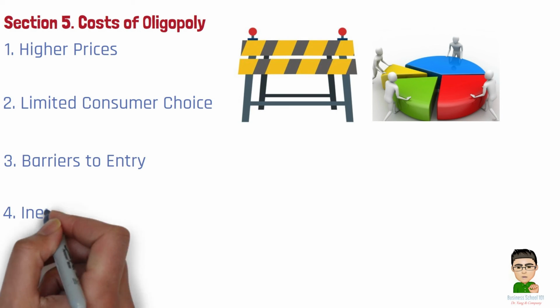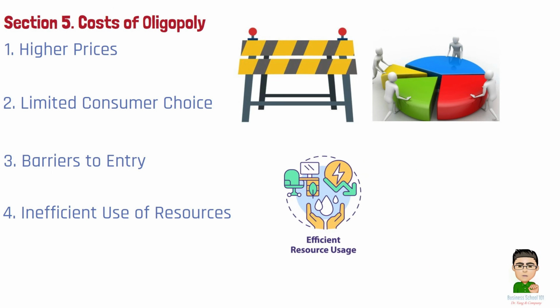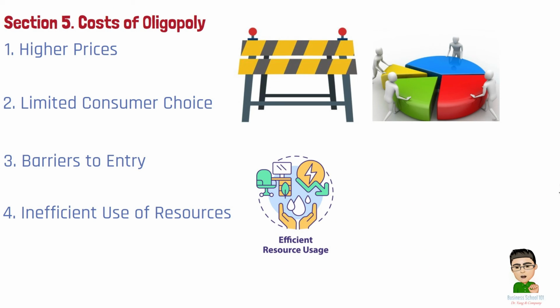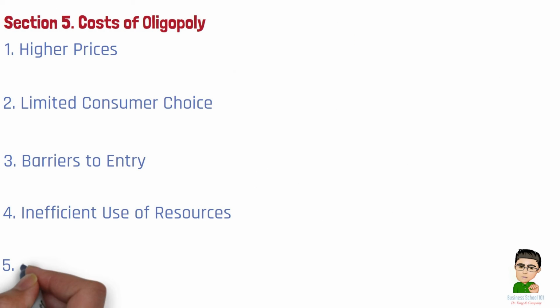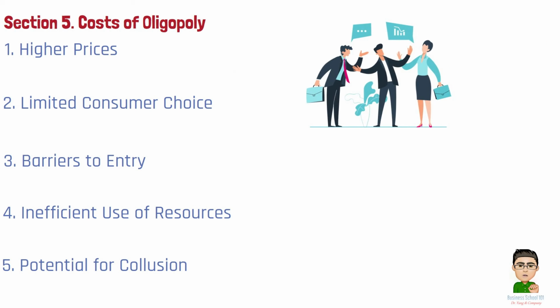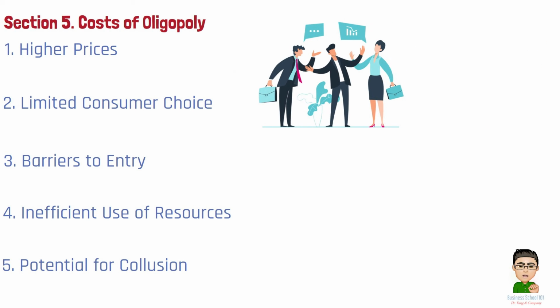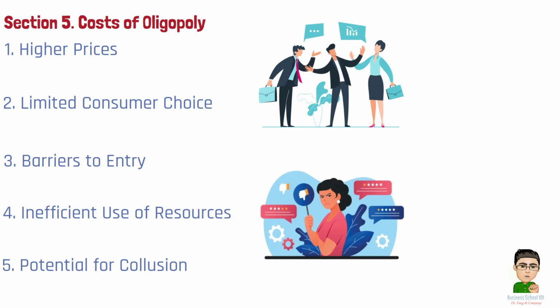Number 4. Inefficient use of resources. While oligopolies can lead to efficient resource use on one hand, they can also result in inefficiencies due to market power. Firms may not have the same incentives to minimize costs and maximize output as they would in a more competitive environment. Number 5. Potential for collusion. In some cases, firms in an oligopoly may collude with each other, either explicitly or tacitly, to set prices or output levels that benefit the firms at the expense of consumers. This can lead to a reduction in consumer welfare and a misallocation of resources.